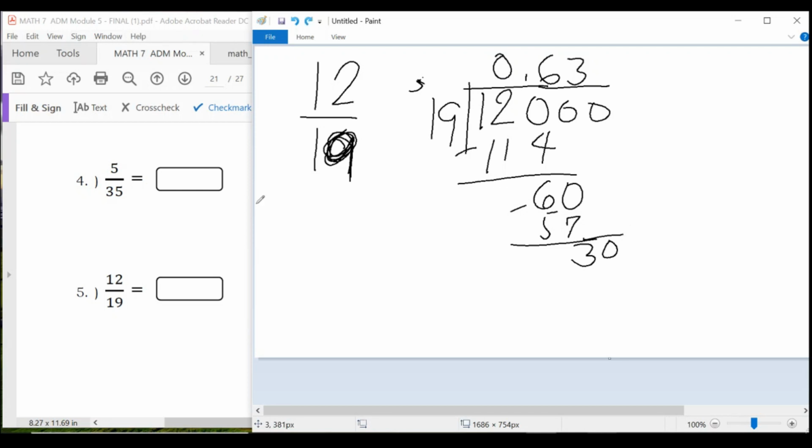So 30. Okay, so 1 lang. 1 times 19, that's 19. That is 11. So, add again 0 para magiging 110. So, 110 divided by 19, it is 5. So, 5 times 9, that is 45. 5 plus 4, that's 9.